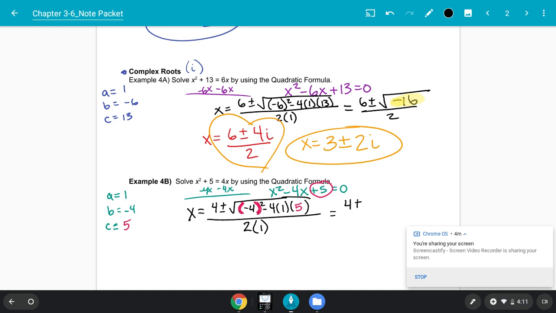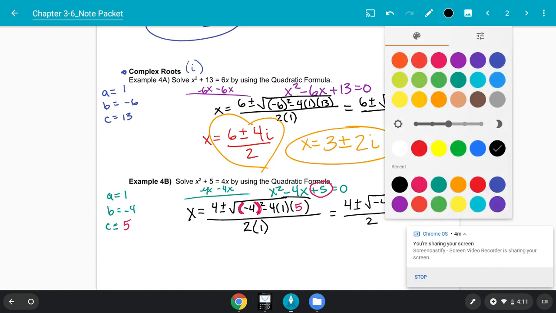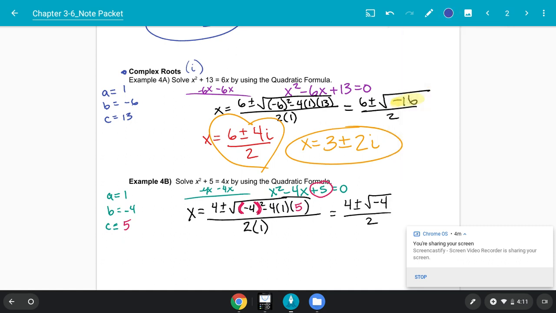So we got 4 plus or minus the square root of negative 4, divided by 2. What's the square root of a regular 4? It's 2. Problem, we got negative 4. So we've got to slap an i on that and we'll call it good. Divided by 2. Then if it's a heart, break it apart. 4 divided by 2 is 2. 2 divided by 2 is 1. So we get 2 plus or minus i.